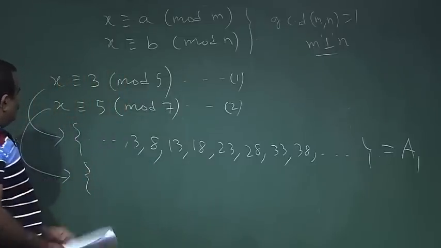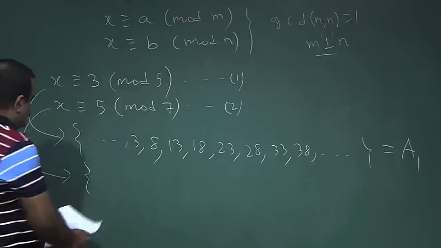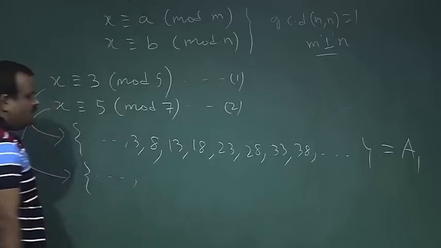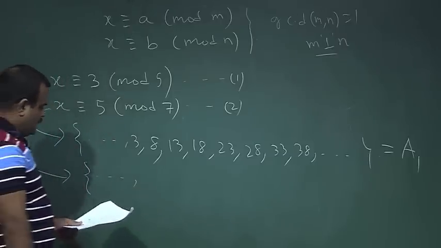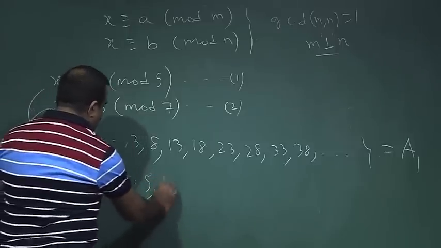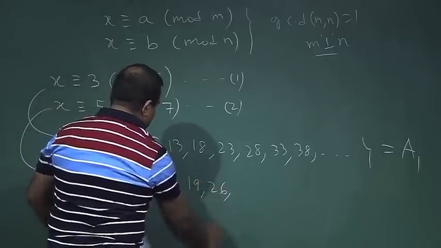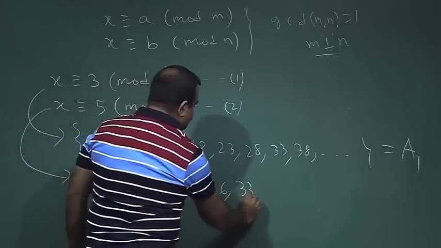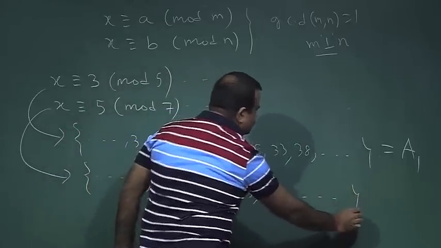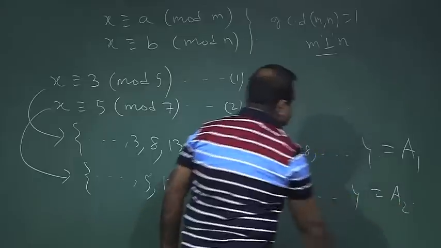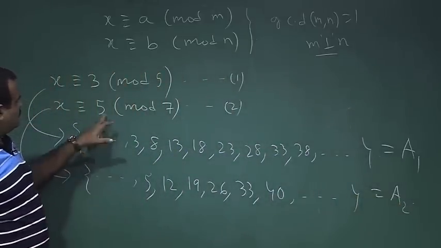Similarly, we can find all the x satisfying equation 2. Those are basically all the integers which, if we divide by 7, give us 5. So, 5, 12, 19, 26, 33, 40, like this. A2 is the set where all the values satisfy equation 2.